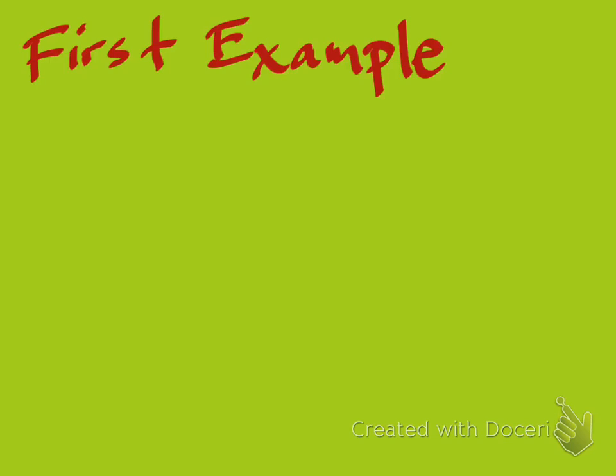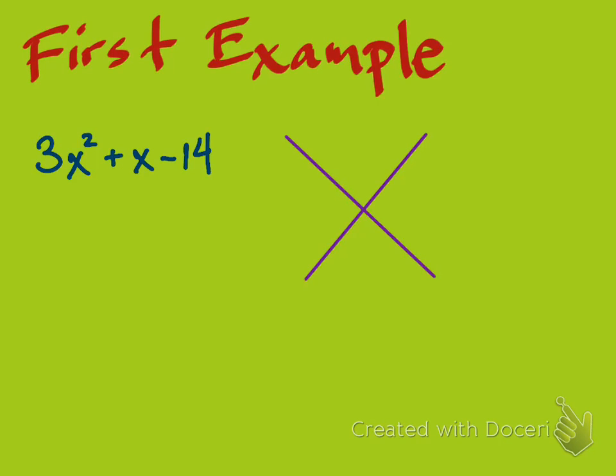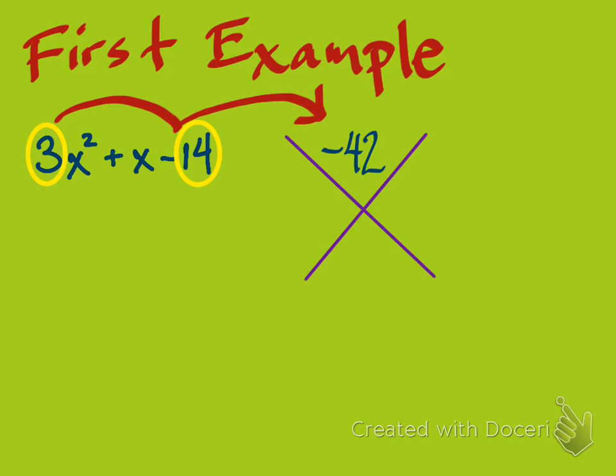I think it'd be easier to do this in an example. So we'll use that same quadratic there as our first example on how to do this. All right, so you set up your diamond, but instead of taking the last number and putting it on top, you take the first number times the last number and put that on the top of the diamond. Okay, so 3 times negative 14 is negative 42. That's what goes on the top. So it's not just the last number now, it's the first number times the last number that goes on top.